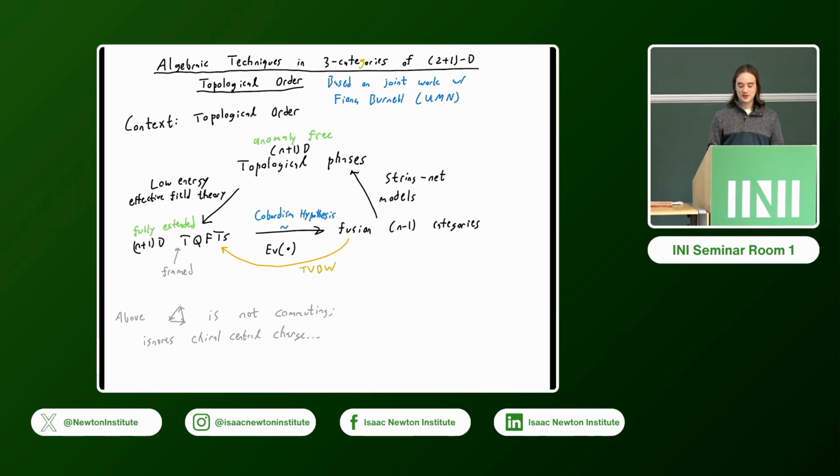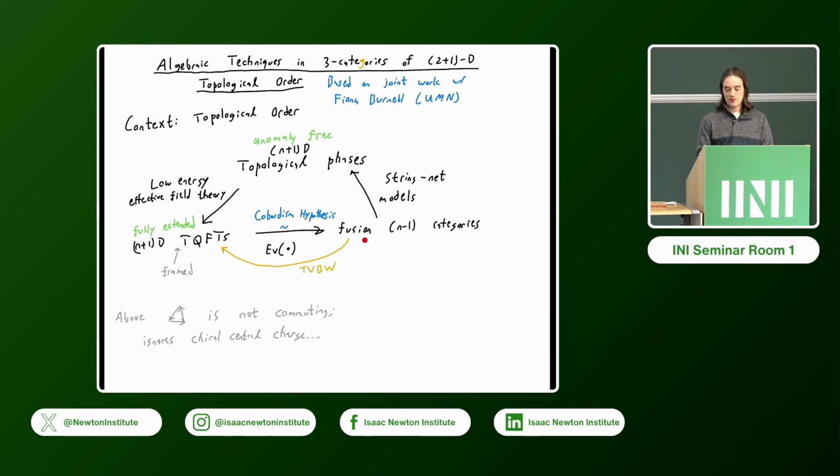Now I should caution that this triangle here is not a commuting diagram because, for example, I am completely ignoring matters such as the chiral central charge, which I was warned should be part of the information of a topological phase, but is not completely determined if I am just given the fusion category.